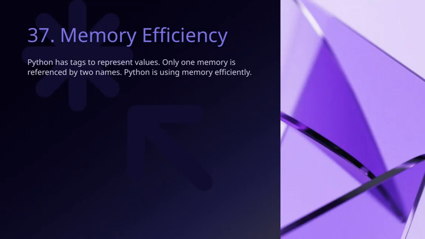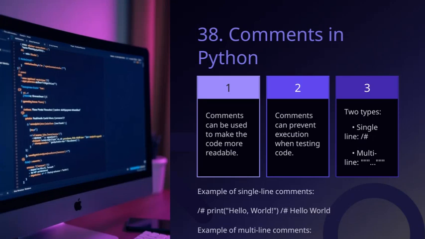Python has tags to represent values. Only one memory location is referenced by two names. Python is using memory efficiently. Now, let's talk about comments in Python. As you can see, there are two main types.